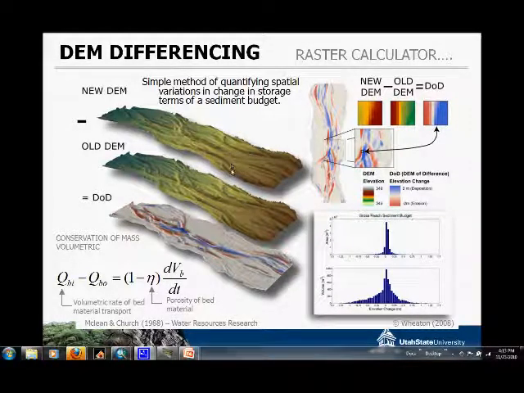And so what a DEM of difference does is it only solves for one of those terms in a sediment budget, or this conservation of mass. And when people refer to closing the sediment budget, they're trying to take measurements of these fluxes, integrate them through time, and then hope that they match up with the measurements of the change in storage volume.